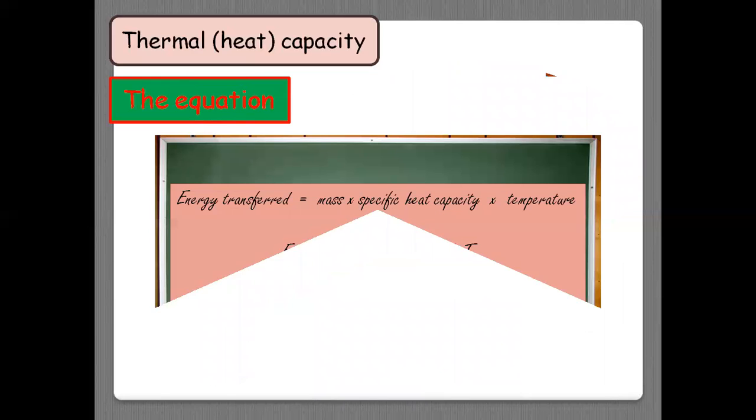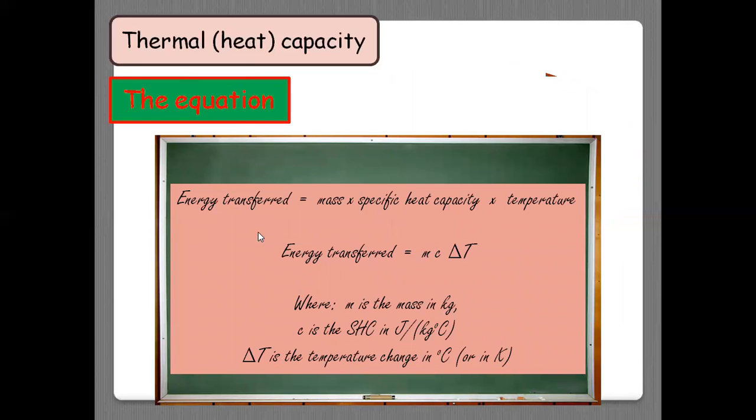Now, the equation that we have to use, as you see here: energy transfer is equal to mass times specific heat capacity times temperature change. Energy transfer equals mc delta T. Where m is the mass and the SI unit is kilogram, c is the specific heat capacity and the SI unit is joule per kilogram Celsius, and delta T is the change in temperature, which is in Celsius degrees.